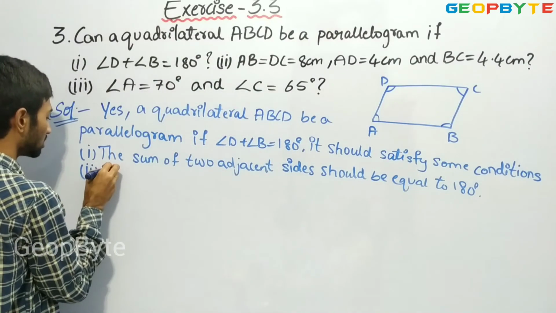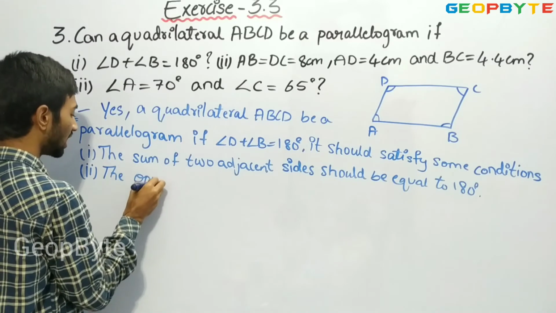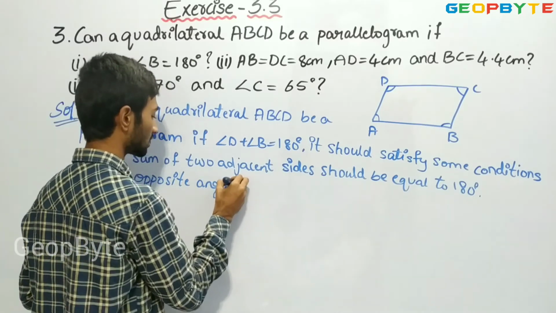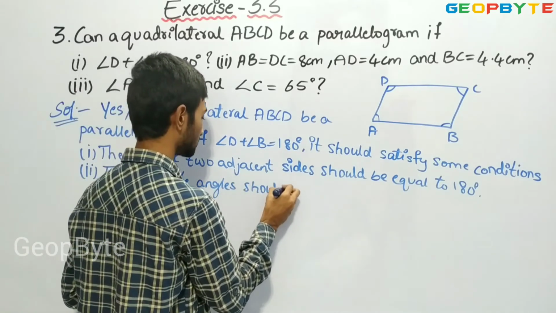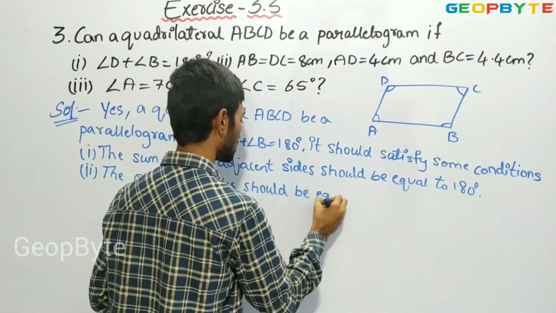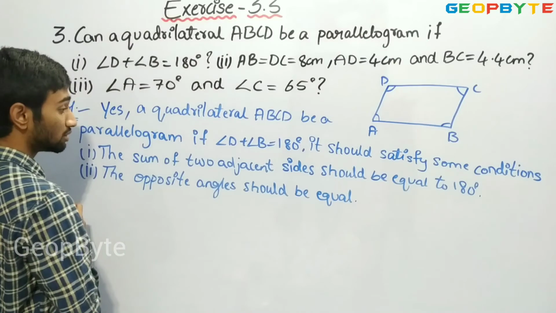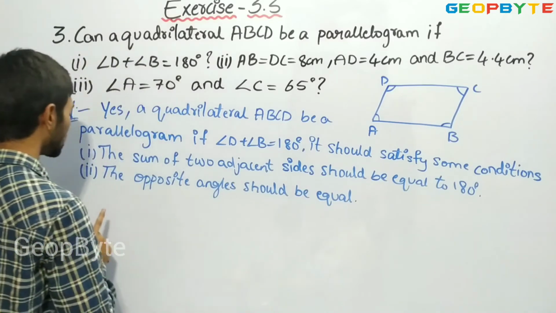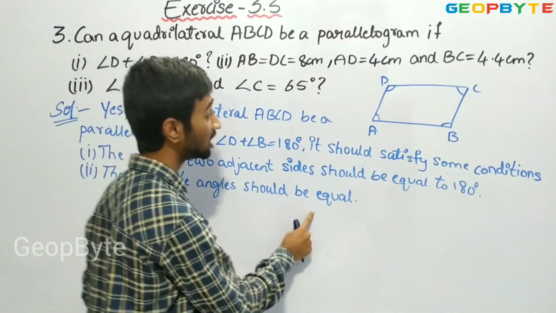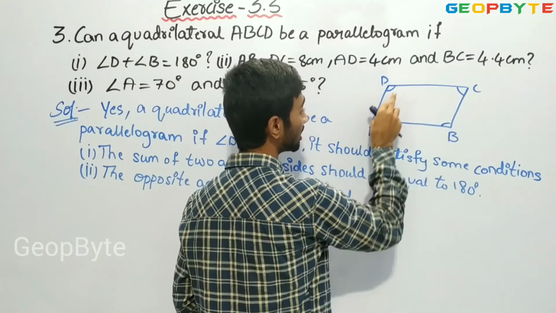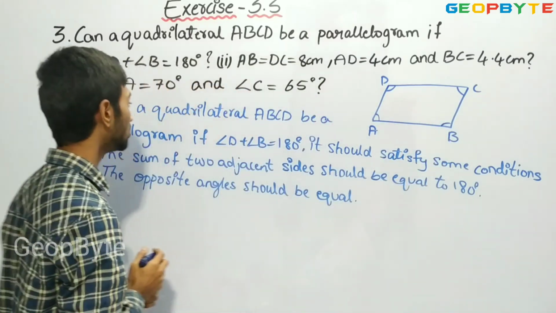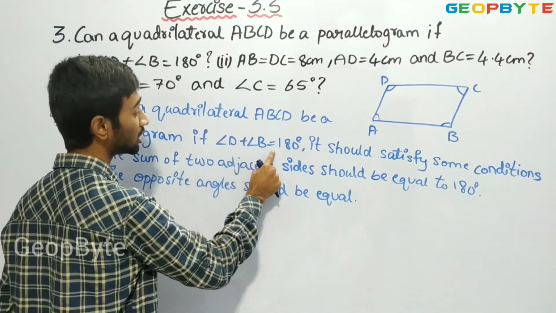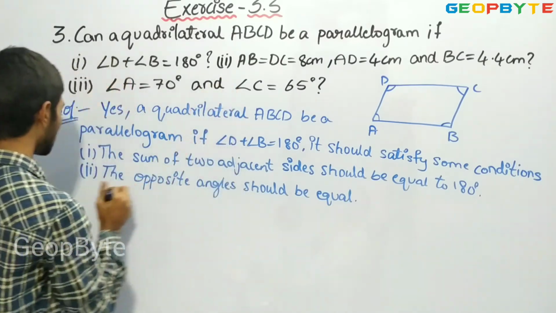Next, the opposite angles should be equal. So it should satisfy the two conditions. The sum of two adjacent angles should be equal to 180 degrees and the opposite angles should be equal. That means these two opposite angles should be equal. So then only a quadrilateral ABCD can be a parallelogram if angle D plus angle B equal to 180 degrees. Now let us see the second one.